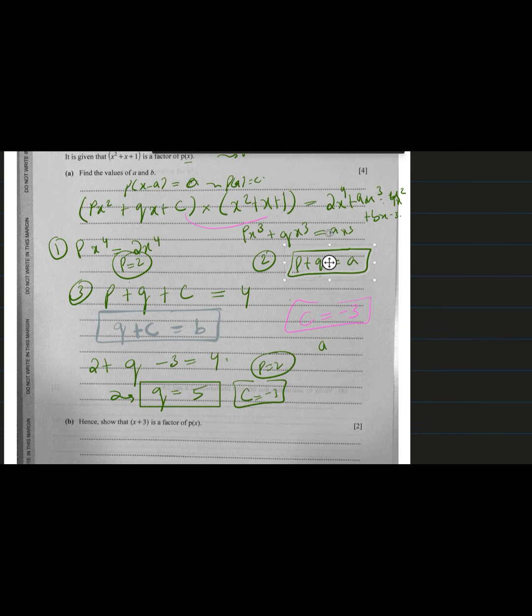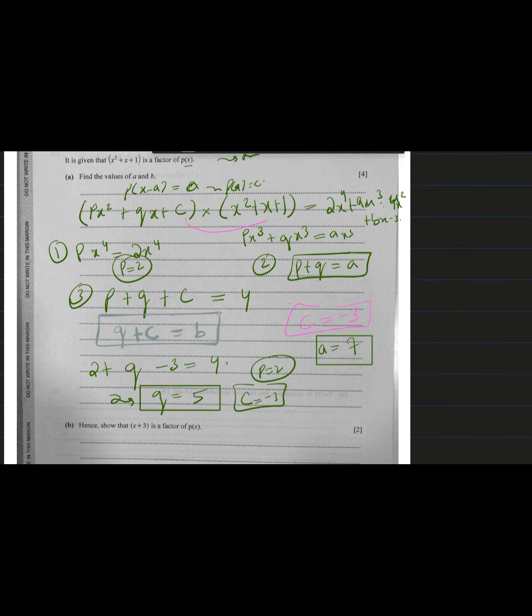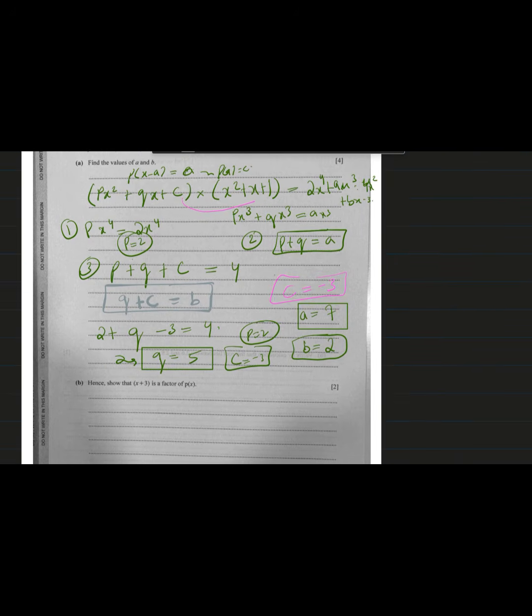So the value of a is p plus q. p is 2, q is 5, so a will be 7, and the value of b is q plus c. So q plus c is 5 minus 3, and b will be equal to 2. So a is equal to 7 and b is equal to 2.